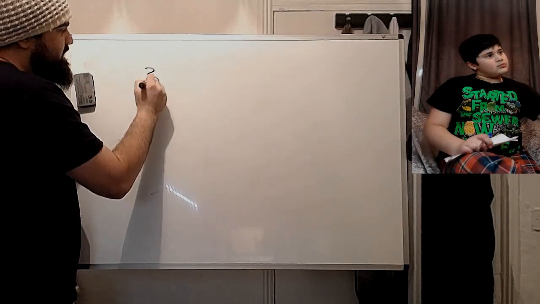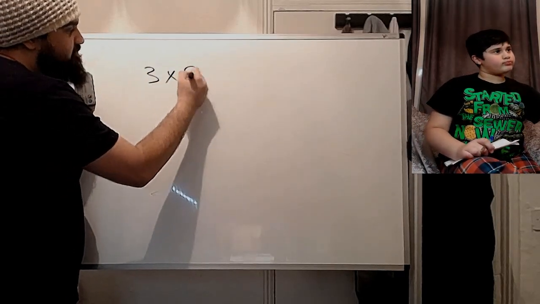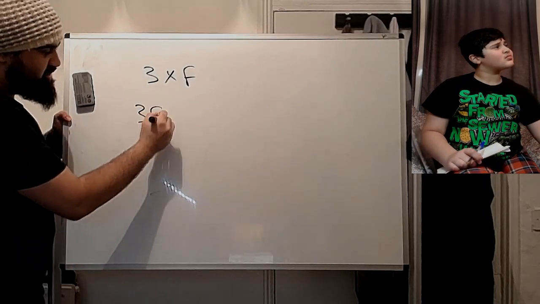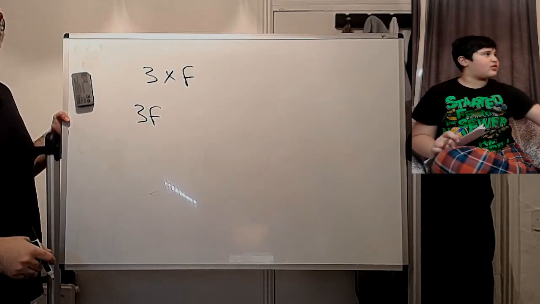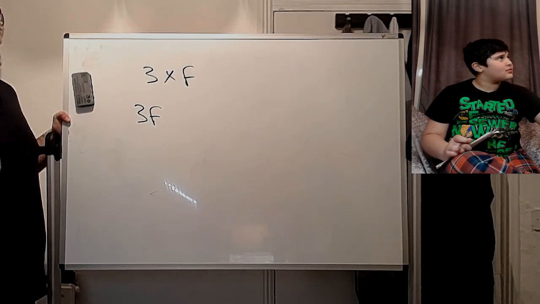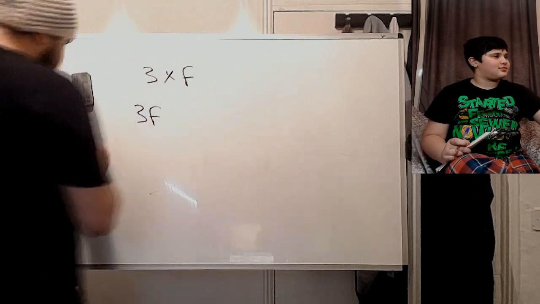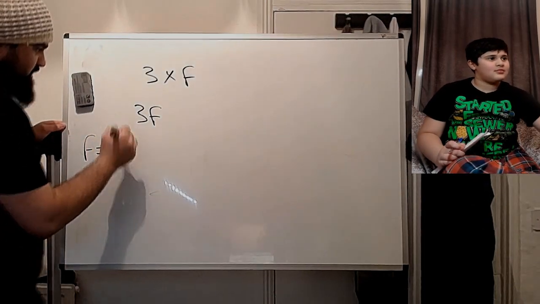If they're doing 3 times f, they won't write 3 times f. They'll write 3f. They'll write it together. What does f mean? F could be anything, any letter. But now, 10? Yeah, it could be 10. If f is 10, what does 3f equal to?